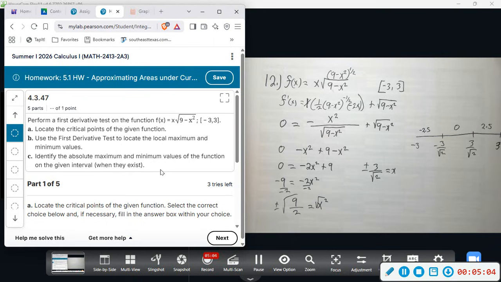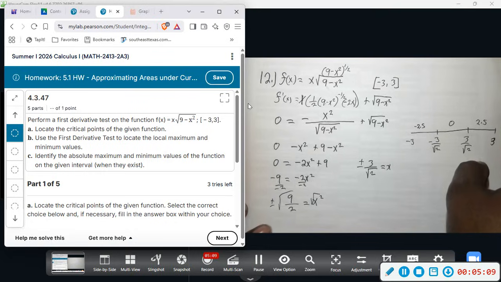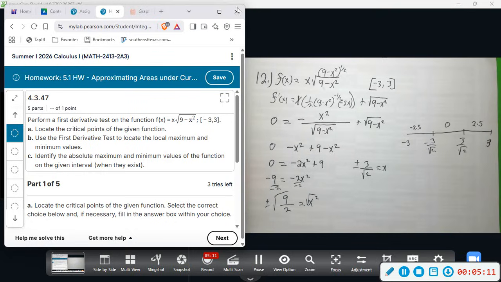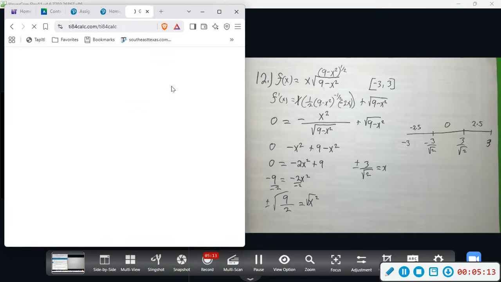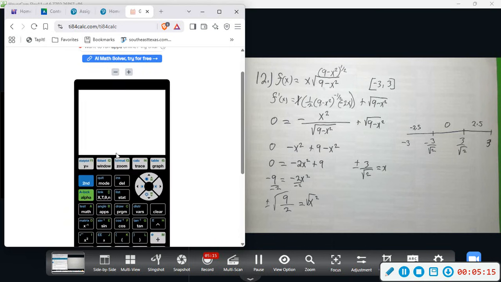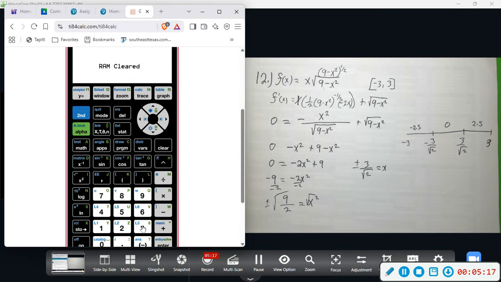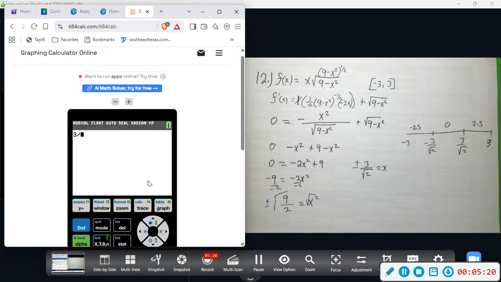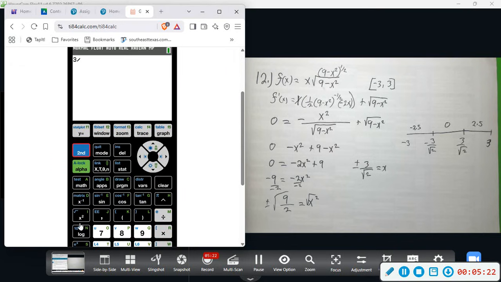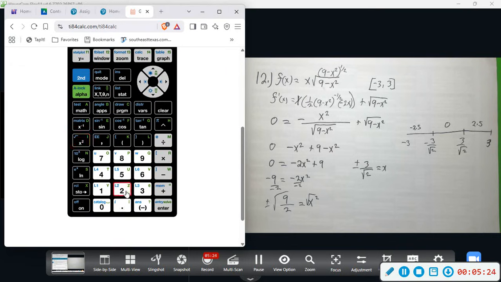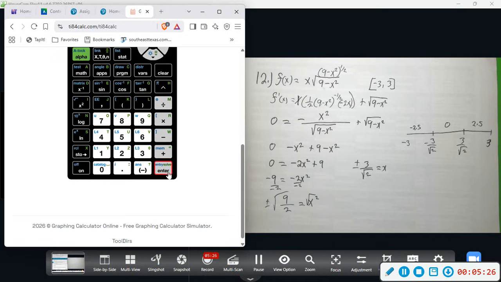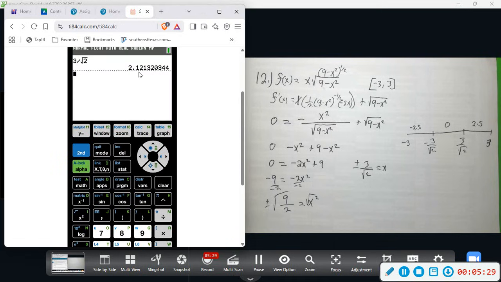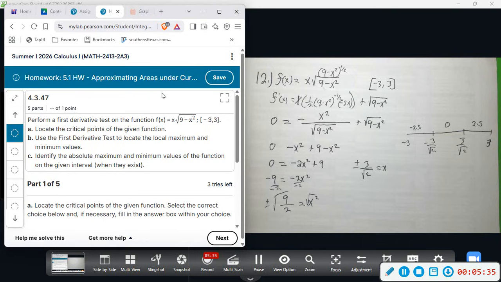I probably could use -2 as a whole number, but let's look at these numbers and verify. If we do 3 divided by square root of 2, yeah, it's a little bit bigger than 2, so we can't quite use 2. So 2.5 is going to be the best that we can use.